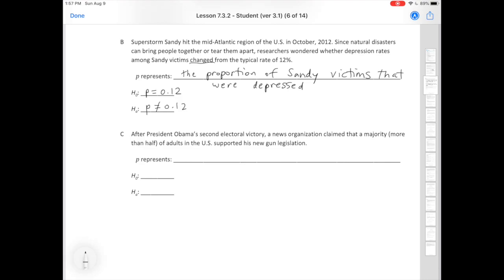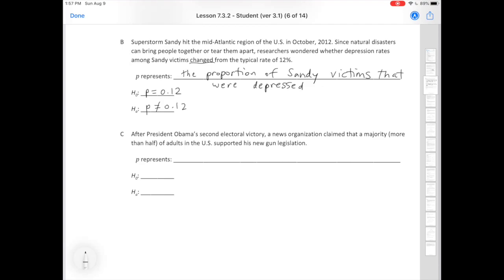Okay, now let's look at part C. After President Obama's second electoral victory, a news organization claimed that a majority, you're going to see this word a lot, so the word majority means more than half, okay? That a majority of adults in the U.S. supported his new gun legislation.